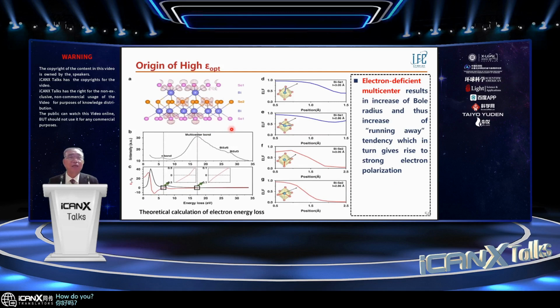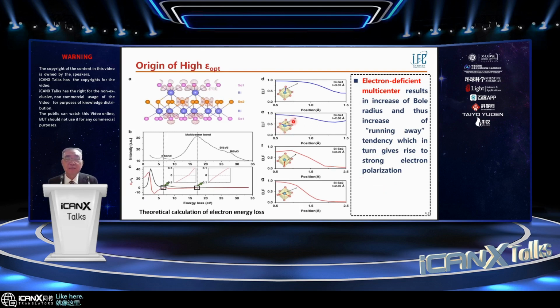Why is there a high optical dielectric constant? Why is it high? Because of this electron deficient multi-center bonding. This results in an increase of the Bohr radius, and that increases the running away tendency of the electron, which in turn gives rise to strong electron polarization.